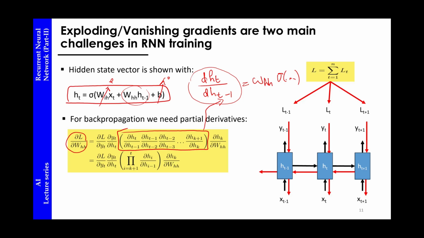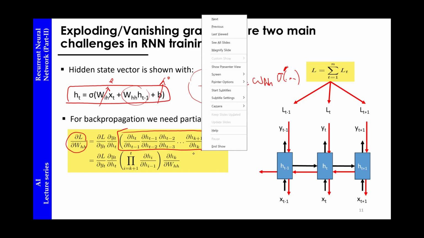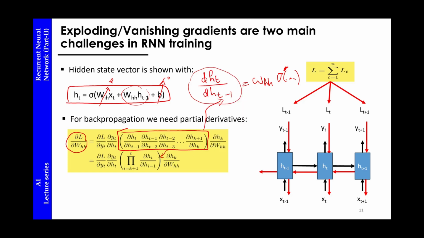Yeah, sigma prime, the first derivative of the activation function. You see here the Jacobi matrix is shown with a product. This means that repeatedly we should calculate each fraction and multiply them together.